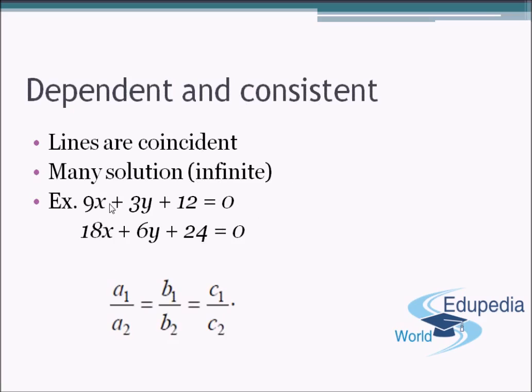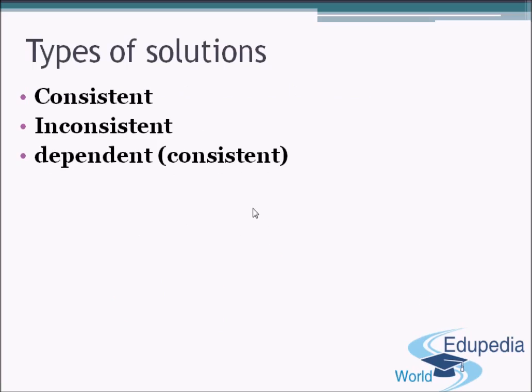If we examine the coefficients and constant term, we will find that 9 over 18 equals 1 by 2, 3 by 6 is again 1 by 2, and 12 by 24 is also 1 by 2. That is, the ratios of the coefficients for coincident lines are all equal. Thus, there are 3 types of graphical solutions: consistent, inconsistent, and dependent as well as consistent.